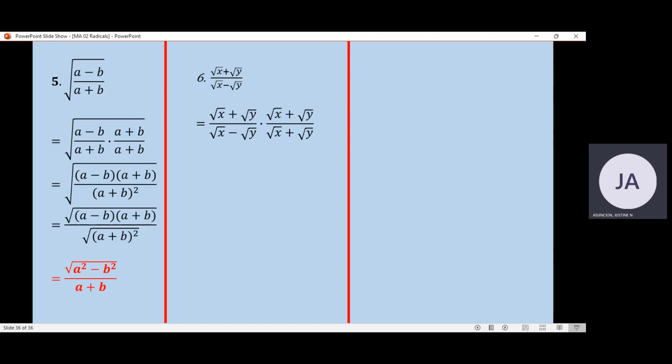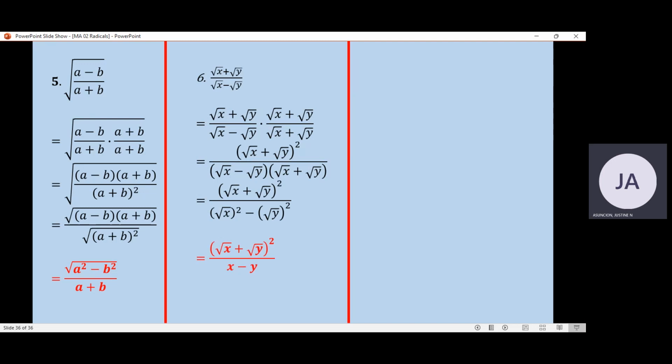So we have here the square root of x plus the square root of y, all over the square root of x minus the square root of y, times the square root of x plus the square root of y over the square root of x plus the square root of y. In this case, we can now eliminate the radicals in our denominator. We have the difference of two squares, and we can apply that, so that's x minus y. So simply we have the square root of x plus the square root of y all over x minus y.